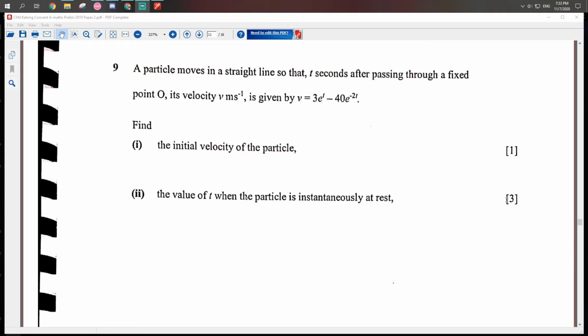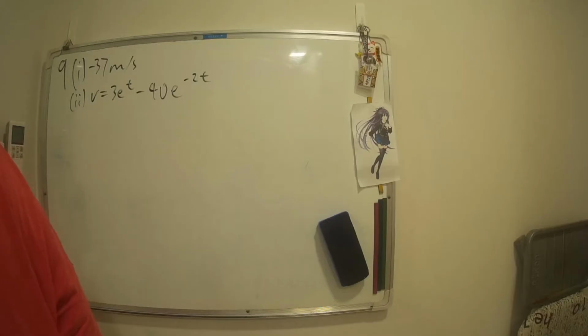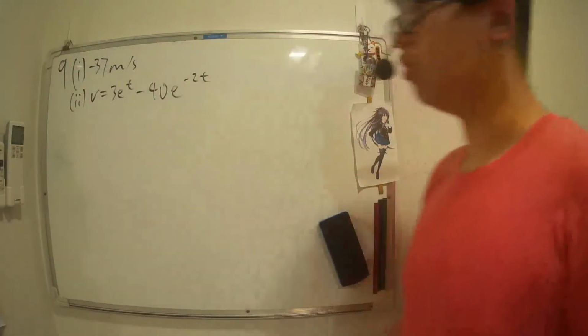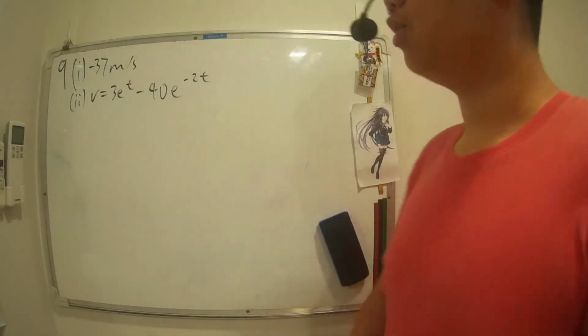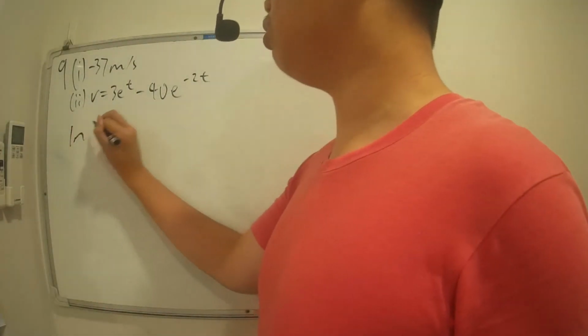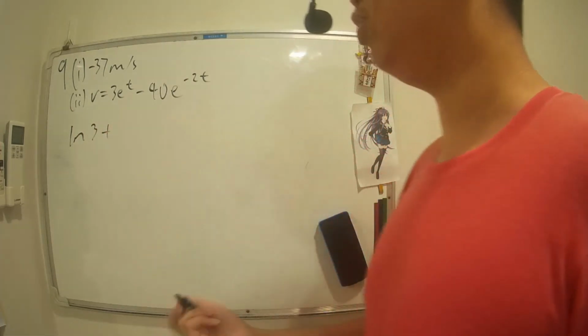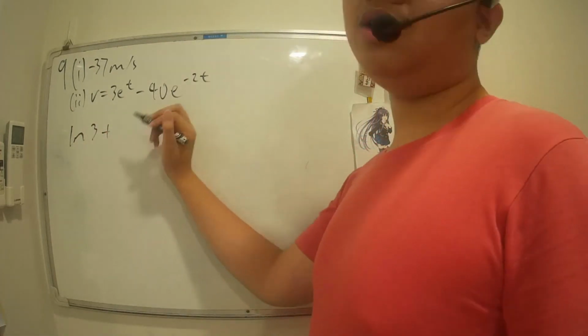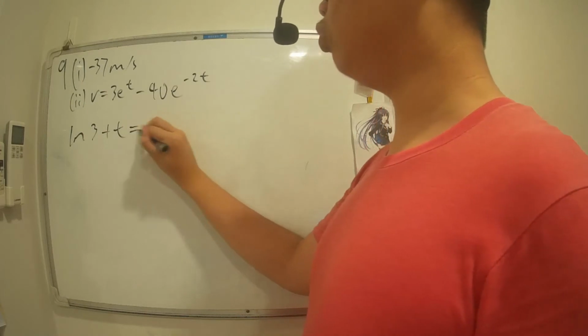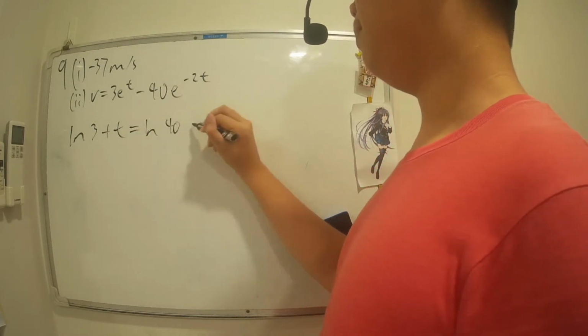Part 2, find the value of t when the particle is instantaneously at rest. So in this case, that means that v must be equal to 0, right? So this is equal to that. So take ln on both sides, then I have ln 3, I can split them based on ln rules. ln e to the t is just t, and this will be equal to ln 40 minus 2t.